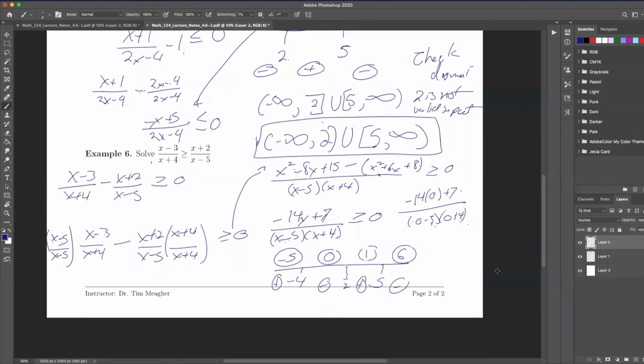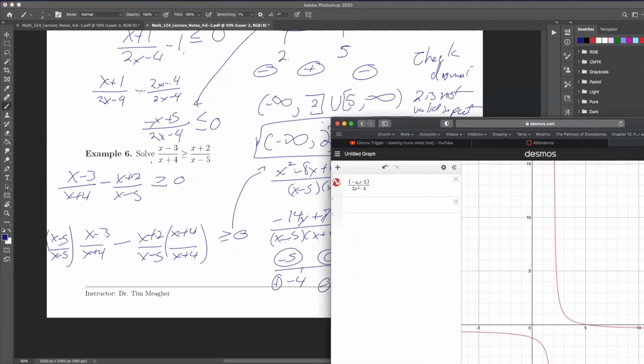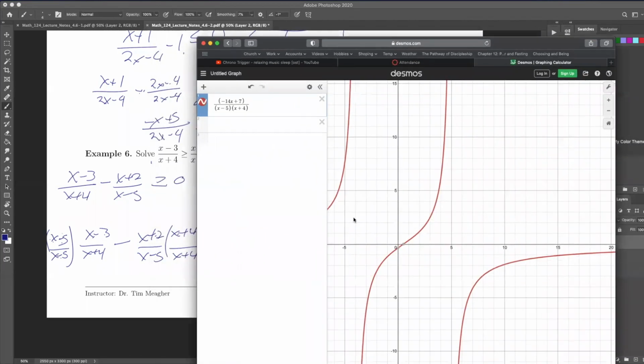Okay. And we'll double check this. How are we going to double check this? We're going to type this right here into Desmos. Hi, Desmos. So it's what? Minus 14x plus 7. And then on the bottom, I have the quantity of x minus 5, x plus 4. Okay, so we have this awful looking graph, right?